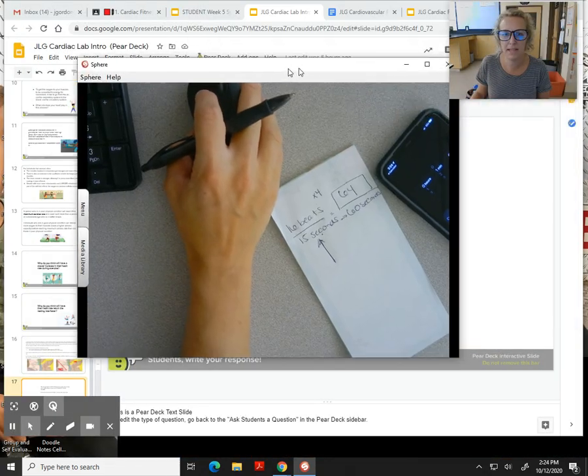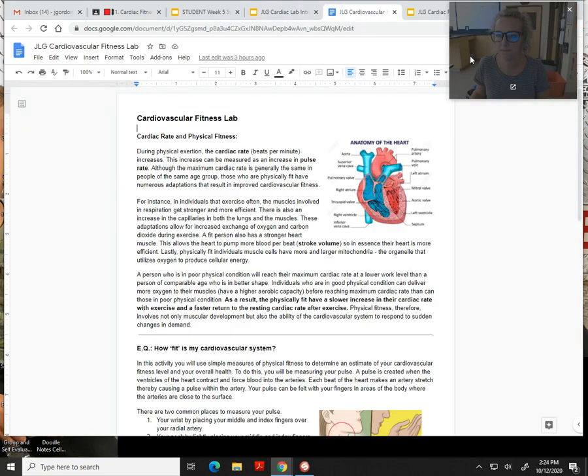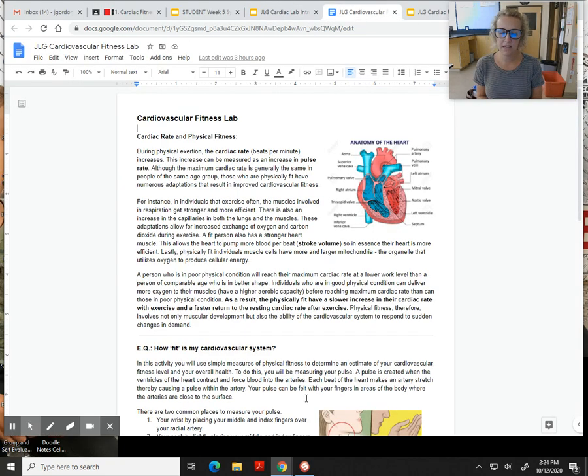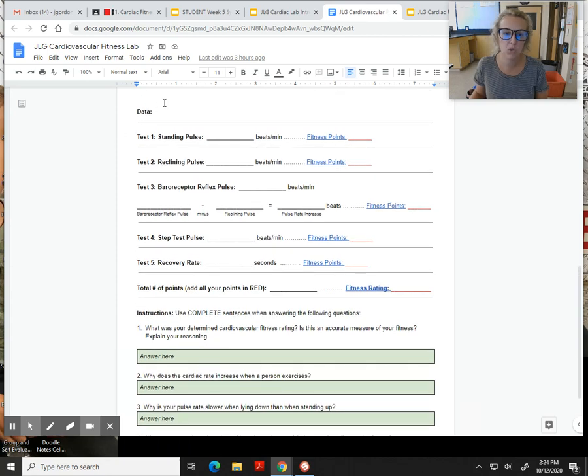Now I'm going to go ahead and minimize this for now, and let's go to the activity. What you see here is the cardiovascular fitness lab, the information sheet. You can reread this. A lot of it is what I just talked about in our slideshow. Now, what you're doing is you're filling out this data section on several different scenarios regarding your pulse.